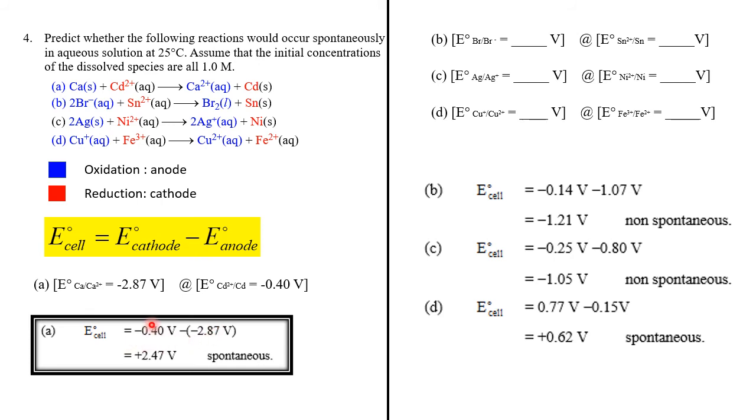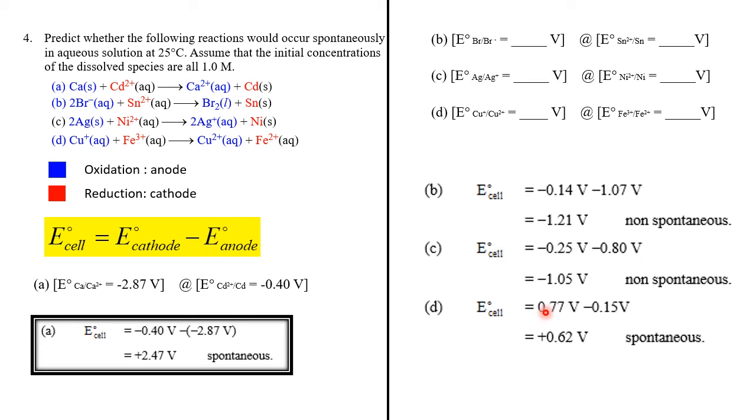Okay, so you know the cathode. Over here, the cathode undergoes reduction. So negative 0.4 volt minus 2.87 volt. So you get positive 2.47 volt, which is spontaneous. Now you try to solve the problem for B, C, D by yourself. You have to find out the standard reduction potential for each of the species, then substitute, and then you get the answer. Cross-check with my answer whether you get negative 1.21 volt, non-spontaneous, or not.